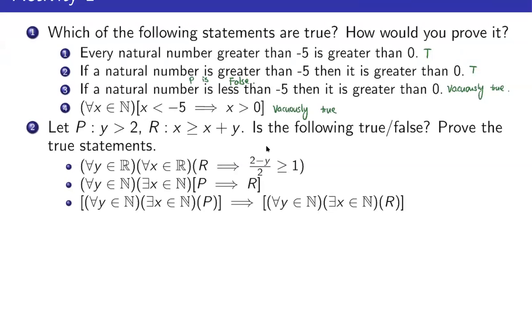Part 2, we have P is greater than 2, R is x is greater than or equal to x plus y. Is the following true or false? Prove the true statements. Let's look at the first one. For all y in the real numbers, for all x in the real numbers, R, so let's write down R here: x is greater than or equal to x plus y implies that 2 minus y over 2 is greater than or equal to 1. Is this true or false?